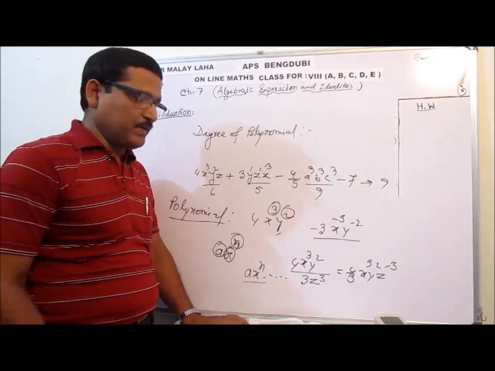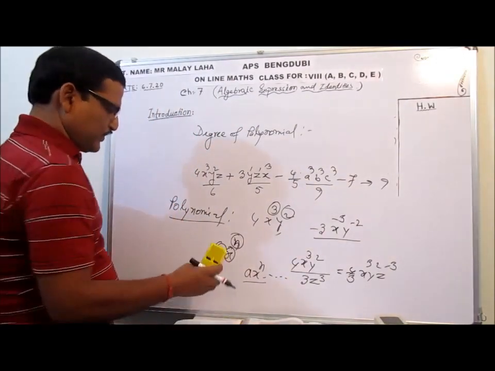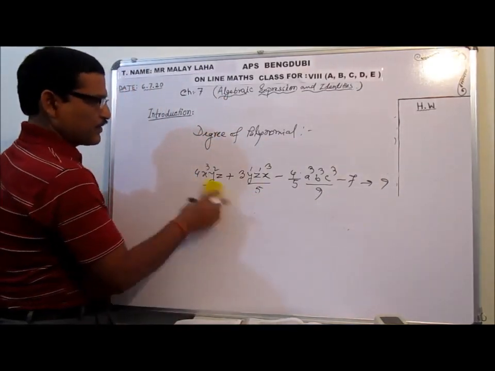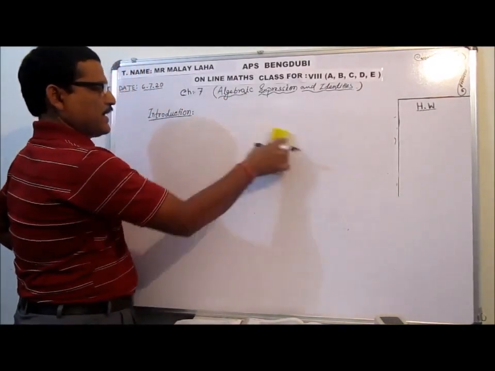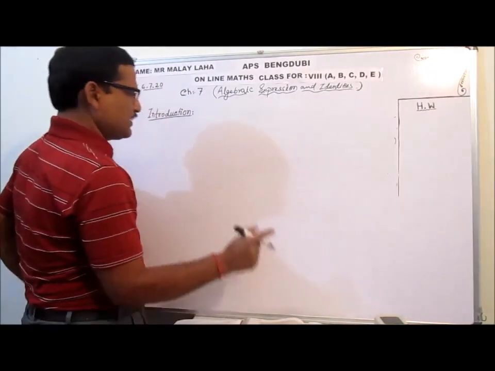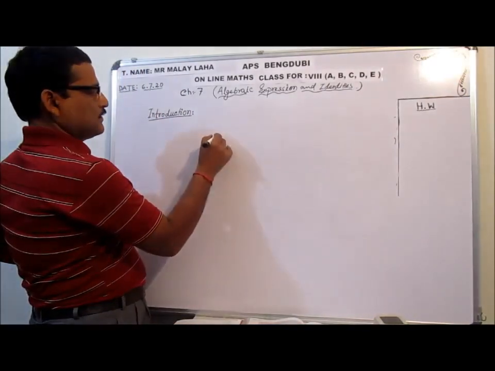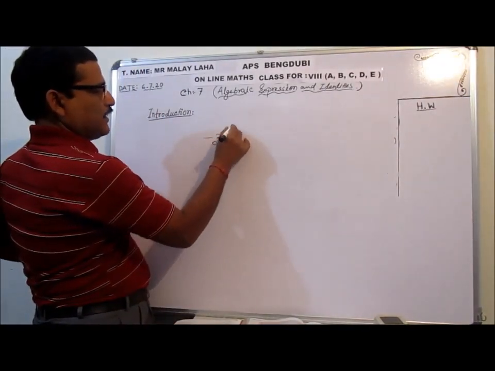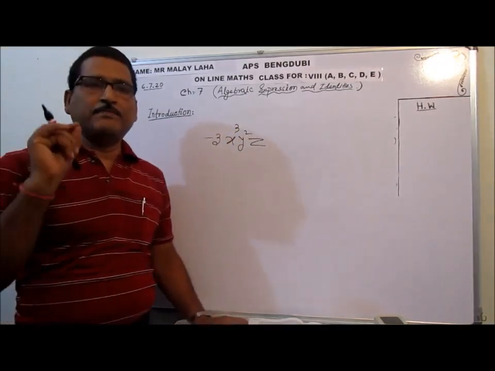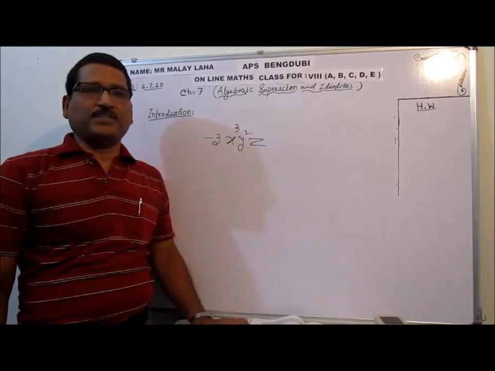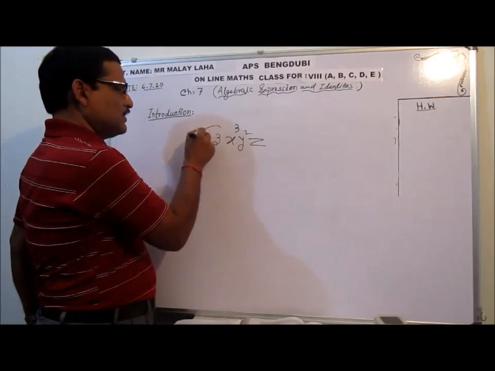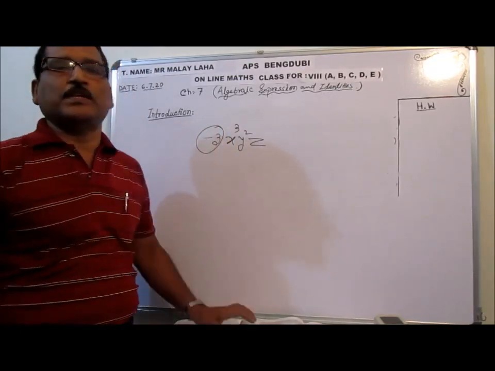Now the next topic is coefficient. It is also a very important part. Sometimes children forget, so they are not able to write the right answer. What is a coefficient? Suppose one example, minus 3x cube y square z. If the question simply asks what is the coefficient, or numerical coefficient, we consider only the numerical part.